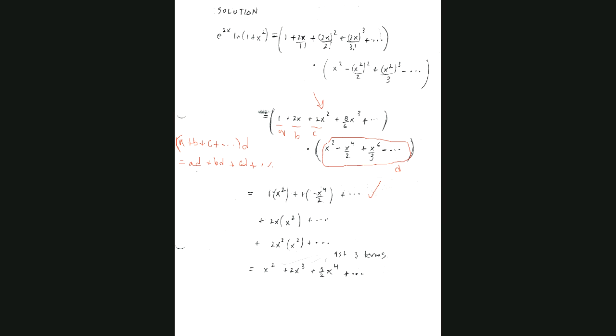Okay. Well, now what I'm going to do is take the B term, the 2x, and multiply it by the second power series. If I do that, I get plus 2x times x squared plus a bunch of other terms. And then finally, I'll take the third term of the first power series, the 2x squared here, and multiply that by power series D. So 2x squared times x squared.